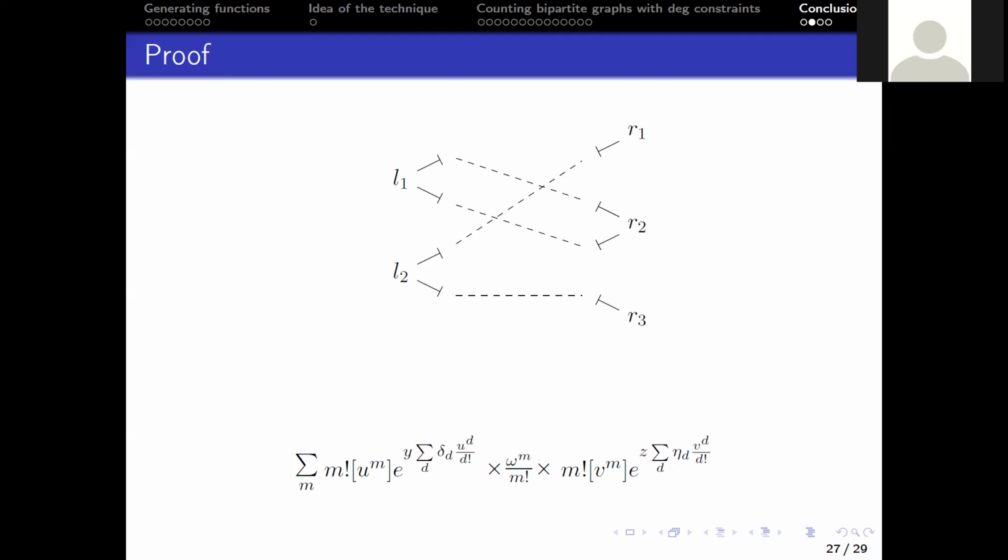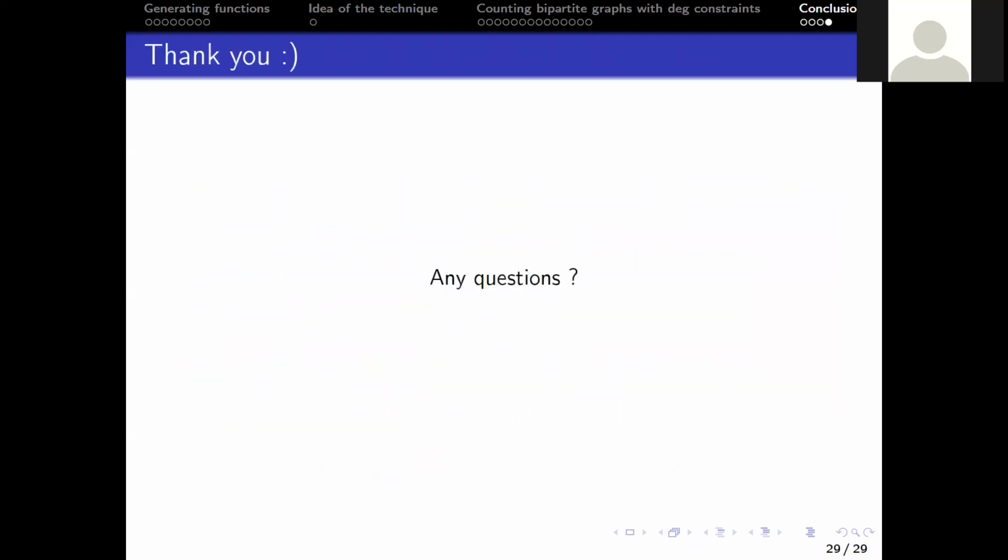And actually, this technique applies not only to bipartite graphs, but to graphs in general. We are able to do the same inversion technique by counting multigraphs for non-bipartite graphs. And so that's it. Here are the references, and if you have any questions, don't hesitate.